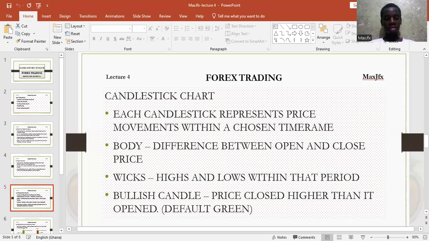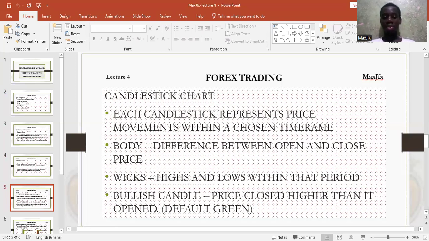All right. So the candlestick chart. Each candle represents price movements within a chosen time frame. If you are in a 5 minutes time frame, it means each candle is made up of a 5 minutes time period. If I choose the daily time frame, then each candle is a daily time period. That's what it means.